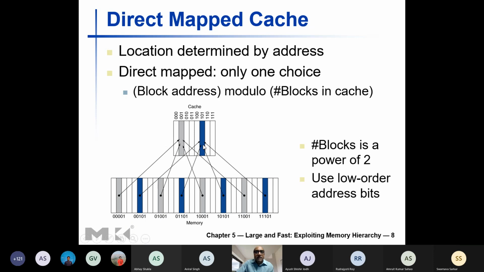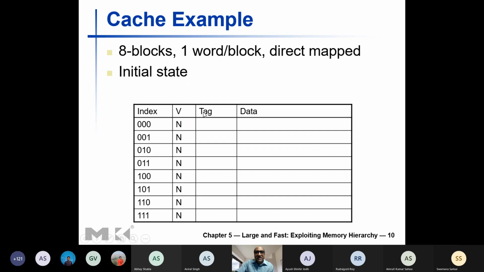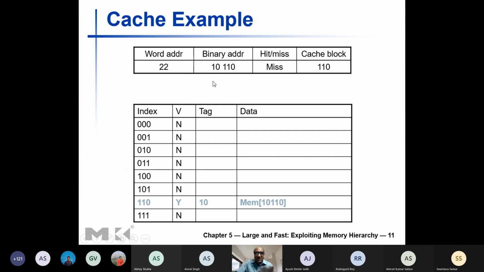So this is one way to map the addresses of main memory to a cache memory. We have seen this with an example, and we also discussed what the tag bits are, what the valid bits are, and what is meant by a block. All these things we discussed in the last class, and we showed them with an example also.